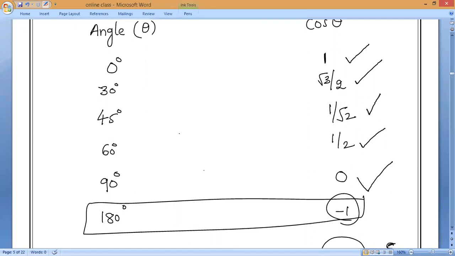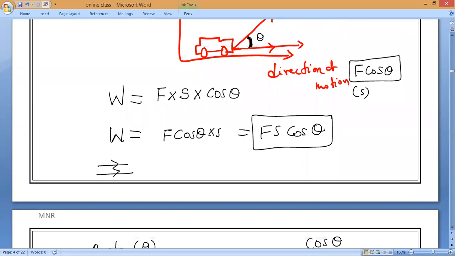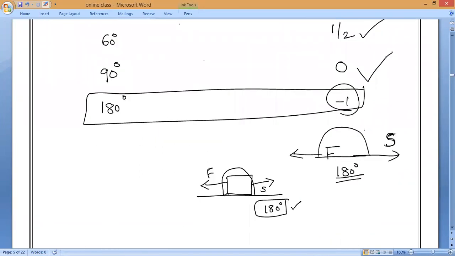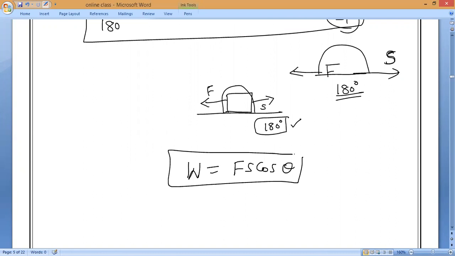Now, one more thing I am telling you. When the body is moving along the horizontal component, then work done is equal to Fs cos theta. When a body is moving horizontally, that is the horizontal component, you have to remember this.